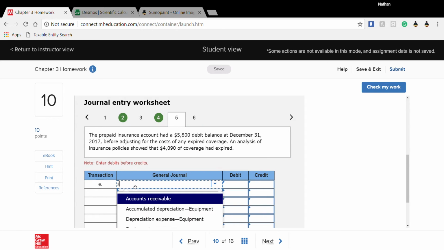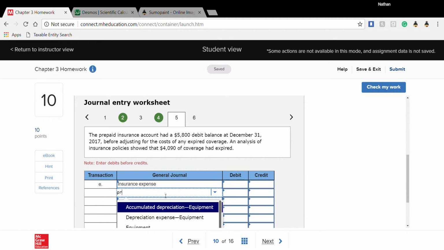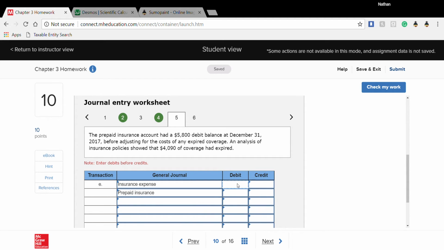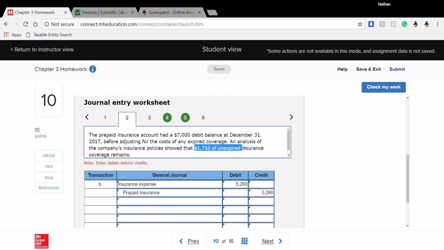So we can actually go insurance expense, prepaid insurance, and go 4,090. So the question is, why did I take it? Well, because this one already said this has expired. We haven't done the adjusting entry for the 4,090 yet. On part 2, this one says that there's 1,710 that's unexpired. So this one's still going on till next year.